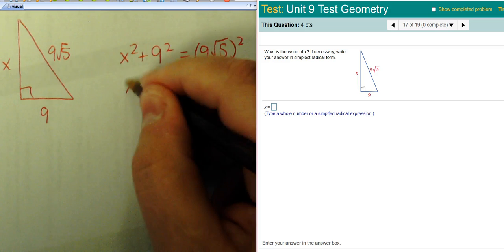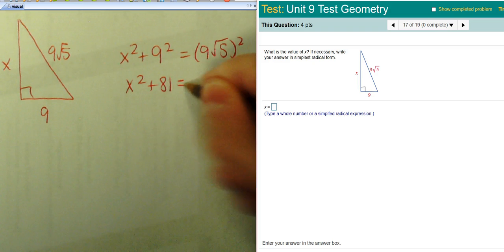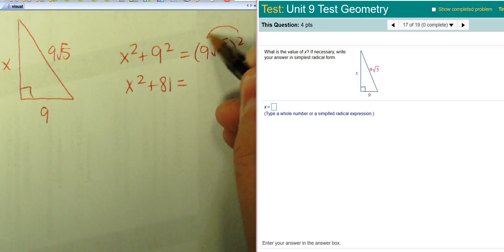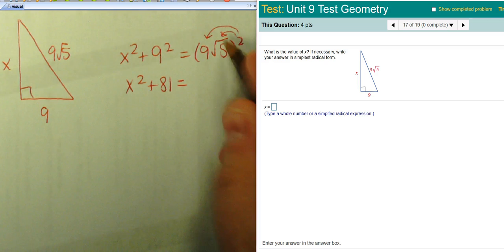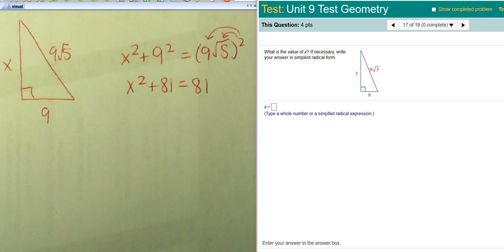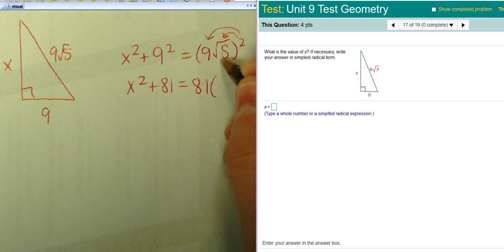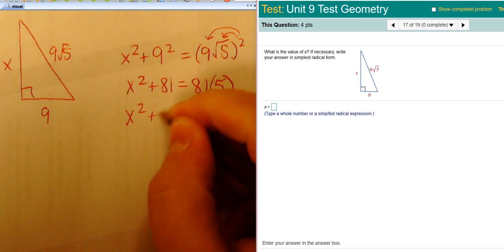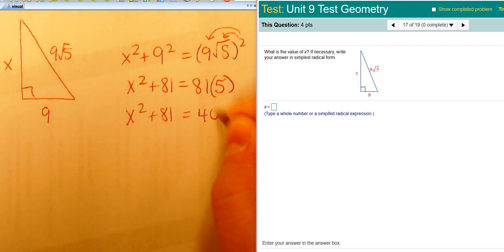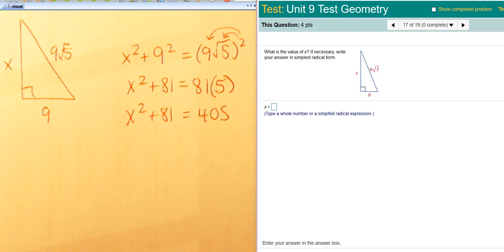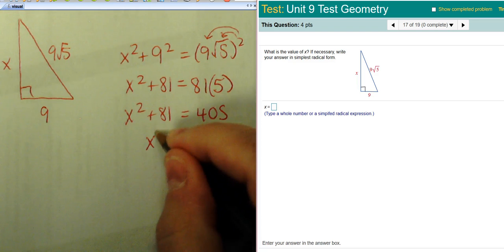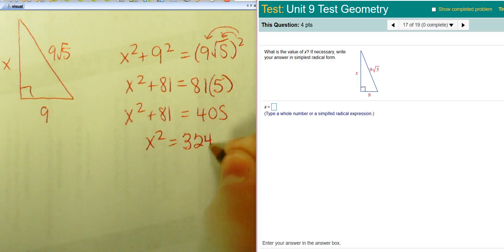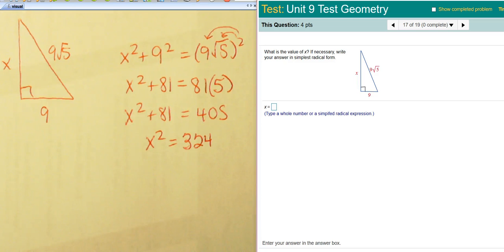So this is just going to be x squared plus 81. Remember, when you square something that's a product like this, the 9 gets squared, so that would become 81. And then square root of 5 squared, the square root and squared cancel each other out, so I'm going to end up with 81 times 5 there. So this is x squared plus 81. Multiply this, you get 405. I'm going to subtract 81 from both sides, and I'm going to get x squared is equal to 324, and then we're just going to take the square root to get our answer there.